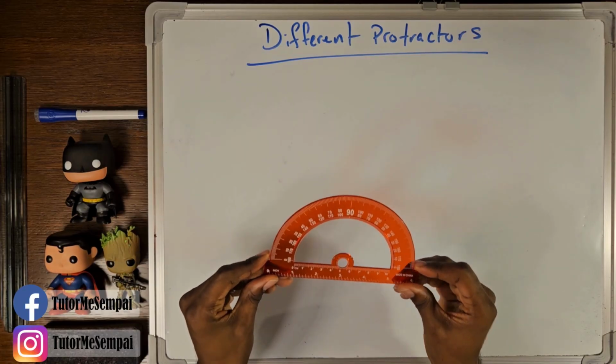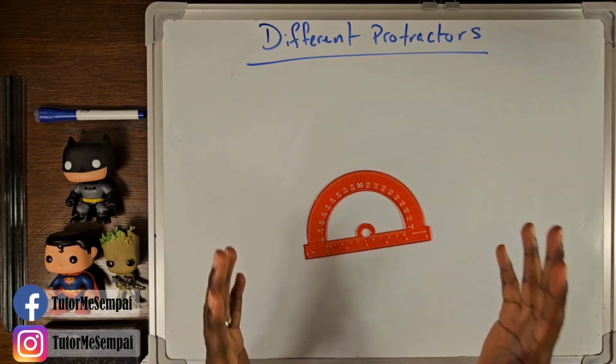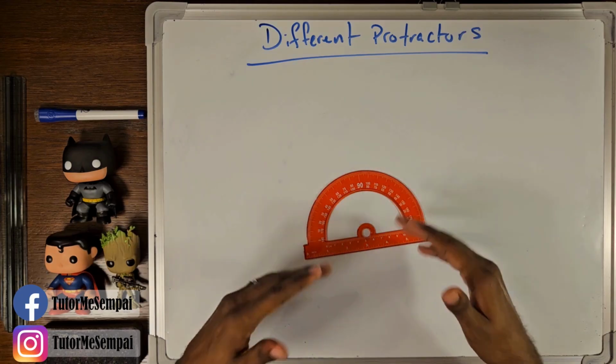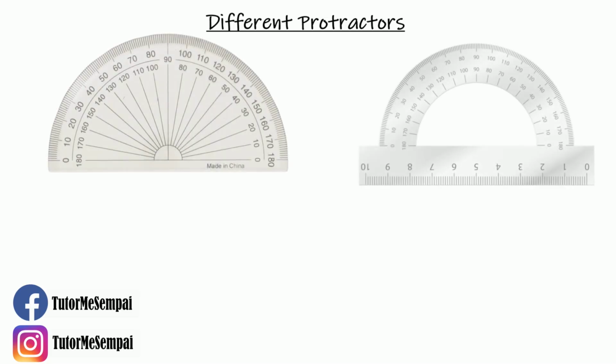But yours may look a little different from mine, and that's okay. Protractors come in a lot of different forms, but we use them all the same exact way. In fact, here are some examples of protractors. Notice the protractor on the left looks very different from the protractor on the right. But like I just said, we're going to use them in the same exact way.